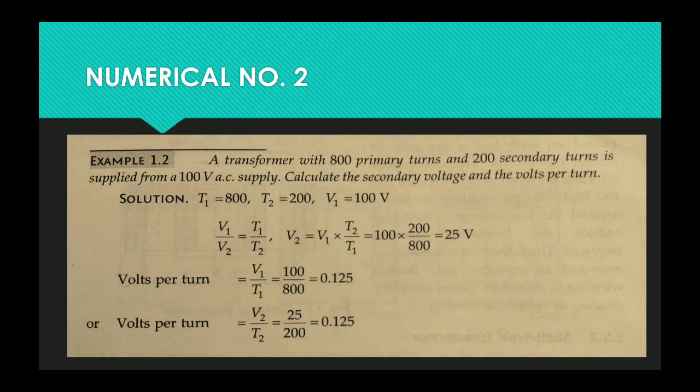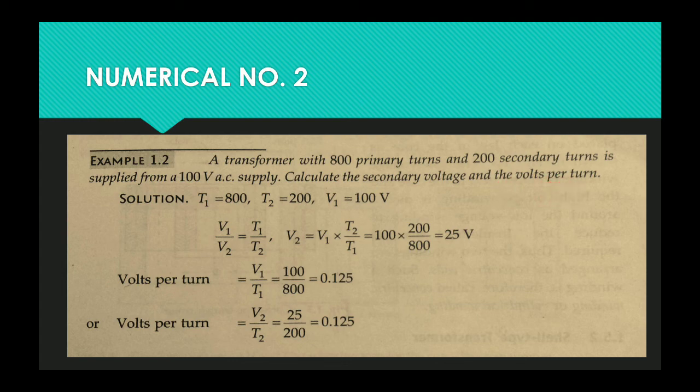Now in the next slide we are going to solve another very simple problem of single phase transformer. So the statement of the problem here: a transformer with 800 primary turns and 200 secondary turns is supplied from 100 volt AC supply. Calculate the secondary voltage and the voltage per turn. Okay, it is very simple.